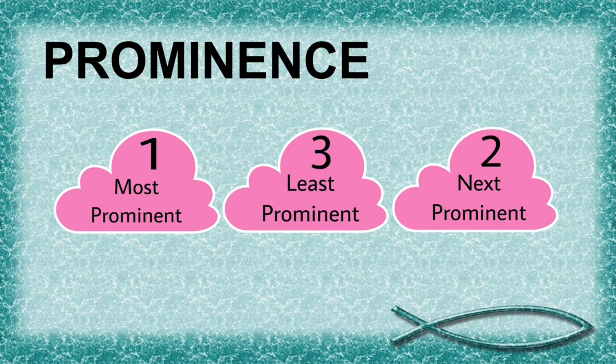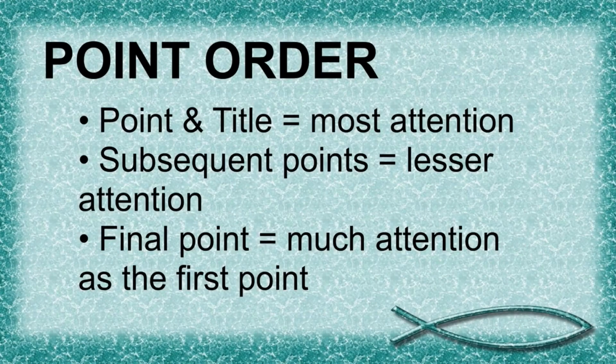So for the prominence, the first slide should be the most prominent, while the last slide is the next prominent, and the middle slides are the least prominent. Point order. The point and title will receive the most attention, the subsequent points will receive lesser attention, and the final point will receive almost as much attention as the first point.